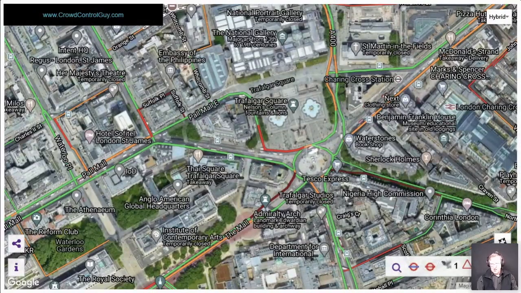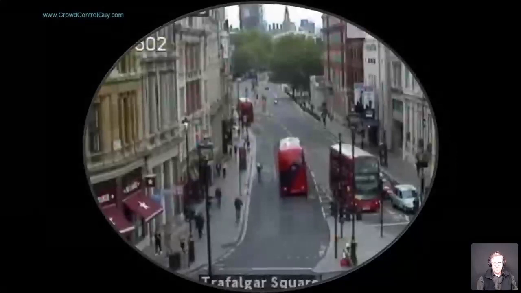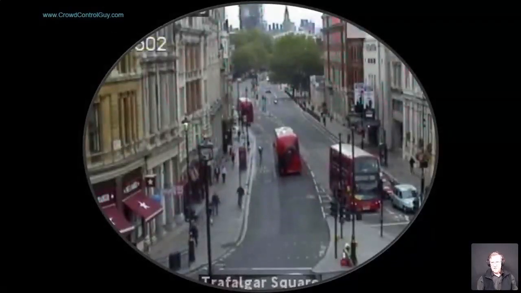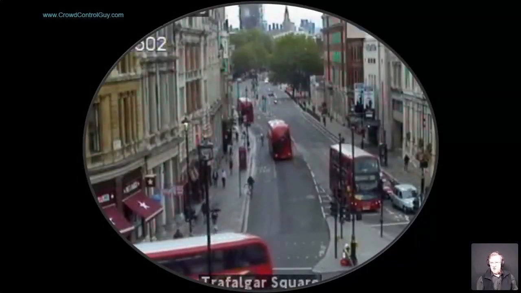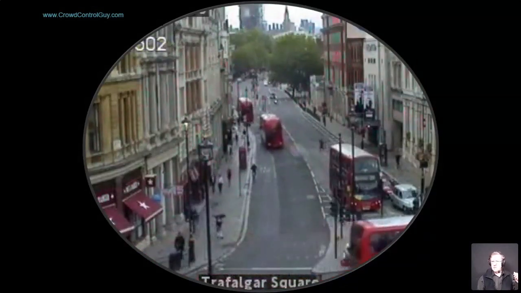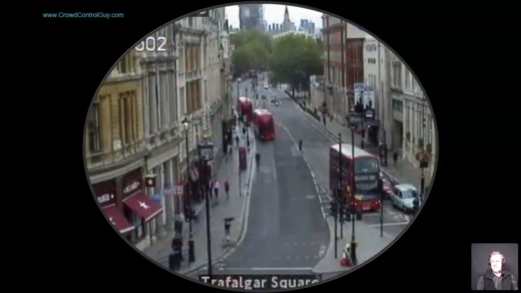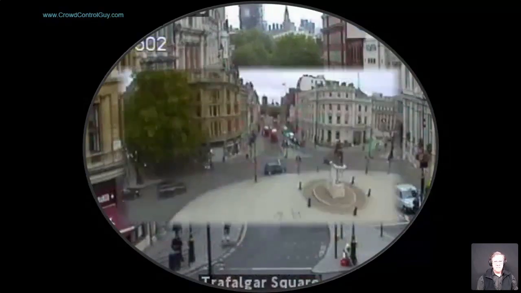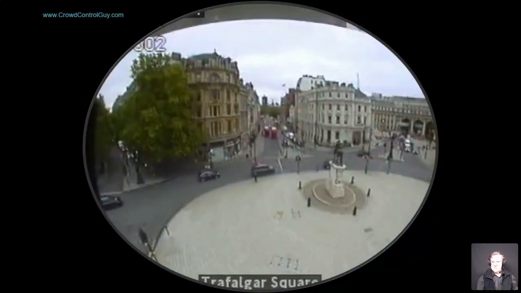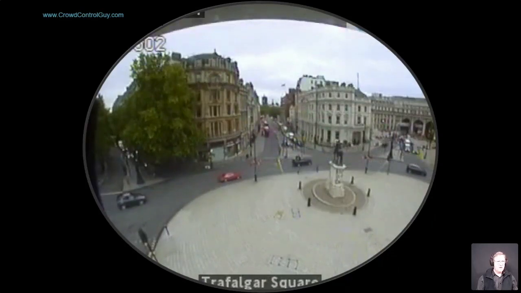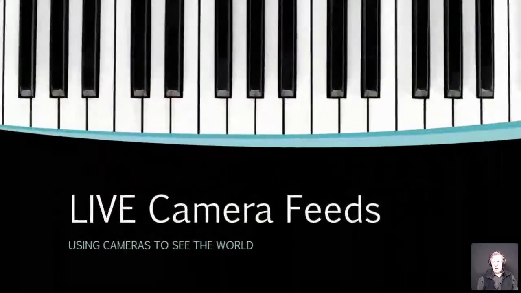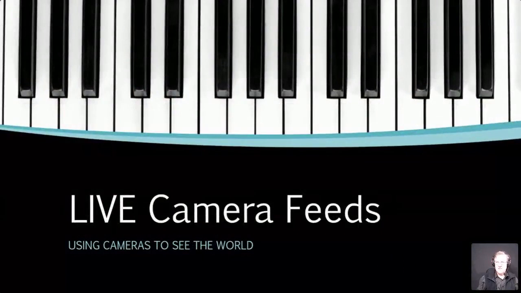Trafalgar Square. I mean, what's happening over there? Where's that one going? Piccadilly Circus? You know what? Let's take a long shot. Wow. If I had a crowd in Trafalgar Square, and I'm over here in Perth, and I'm tapping into your cameras to look at your tourist features and the crowd, then you can too.